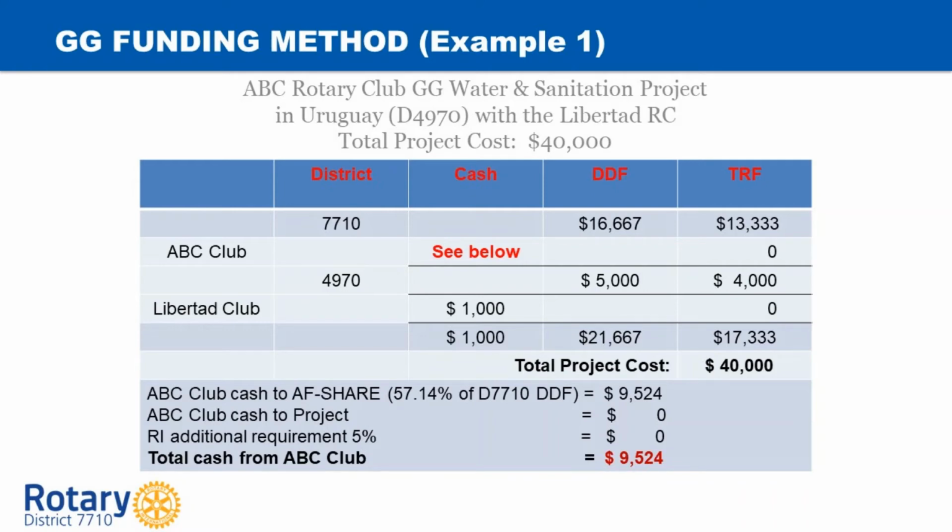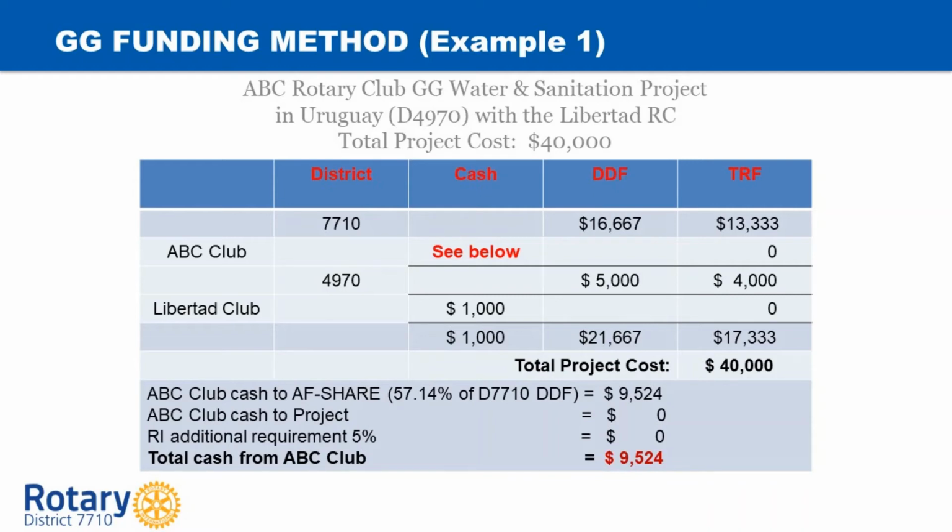Here's the first of two examples. I'm going to take you through this fairly slowly because if you get the hang of it, the rest is fairly easy to follow. For the purpose of this example, I'm going to assume that there is a club called ABC Club in our district, and they want to do a global grant involving water and sanitation in Uruguay. The Uruguay district is District 4970. The host club will be the Libertad Club in Uruguay. The total budget for the project is $40,000.